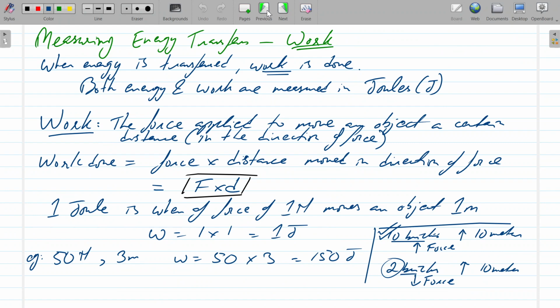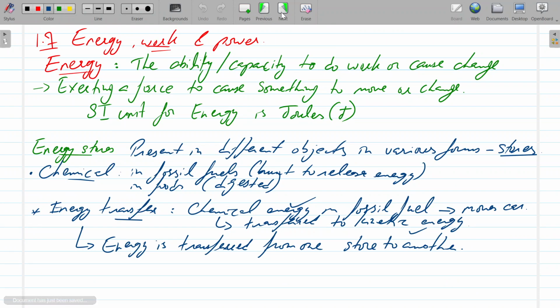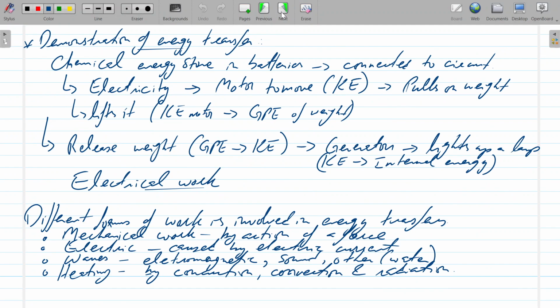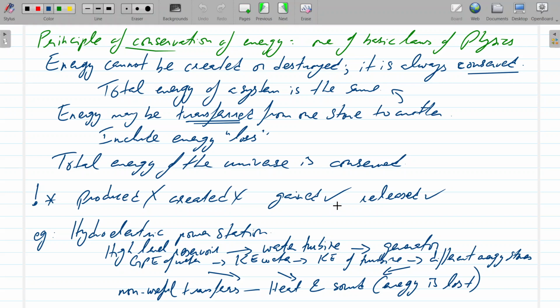Last class we talked about energy: the different types of energy, energy stores, the transfer of energy, and work. So different kinds of work, measuring energy transfer. That's basically work. We talked about the formula for work, which is force multiplied by the distance moved in the direction of that force. We did a question or two regarding that, and then we talked about the principle of conservation of energy.